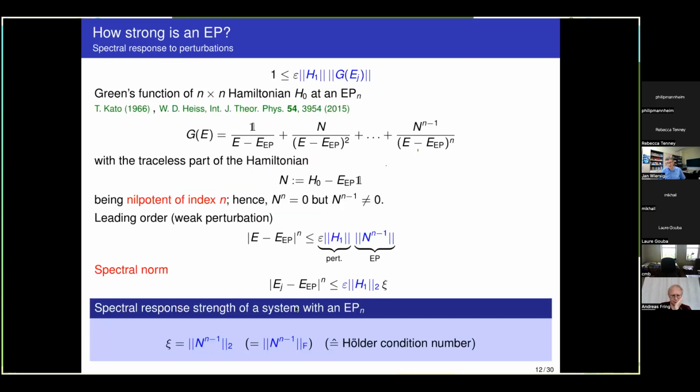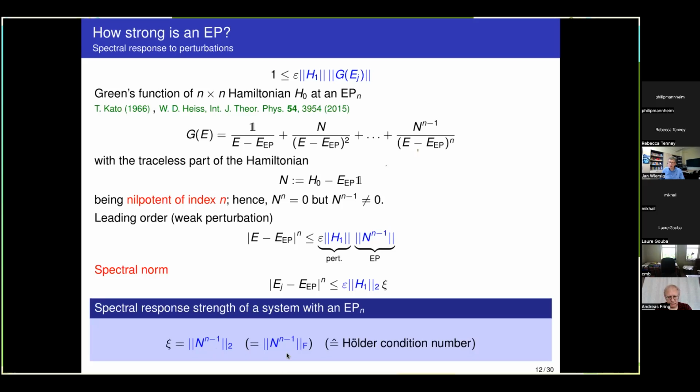Okay. So now let me just summarize this point. The important equation is here. The splitting, or the change of the eigenvalues with respect to the original eigenvalue at the exceptional point to the power of n, absolute value, is bounded from above by this expression. One factor depends only on the perturbation, one only on the exceptional point. And we can calculate this easily, right? It's very easy to calculate.